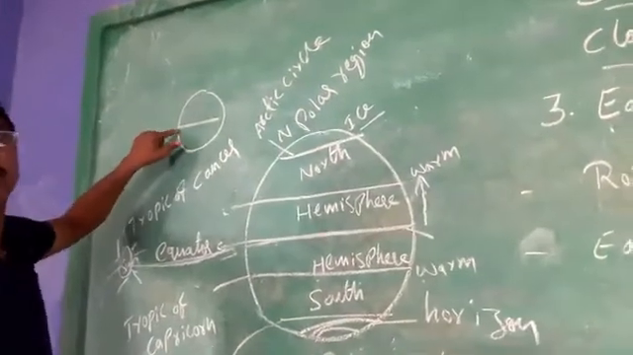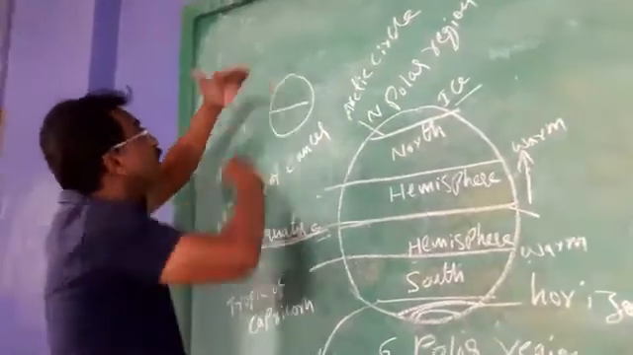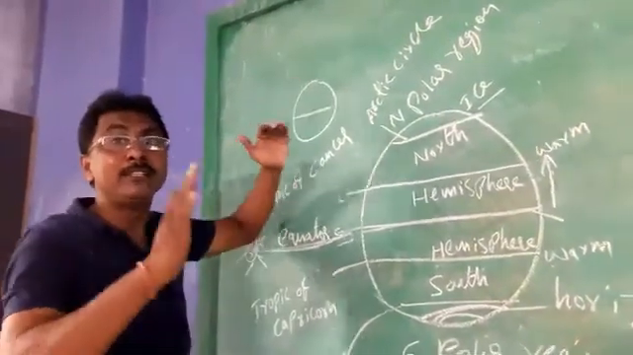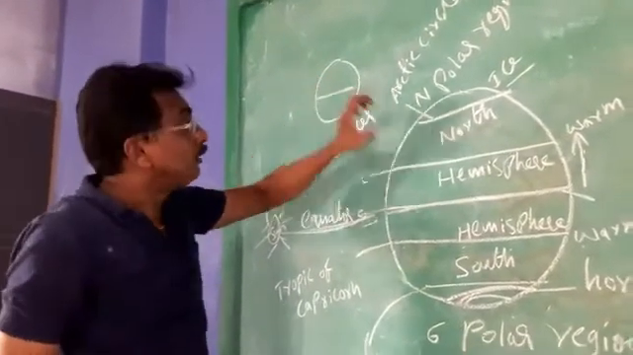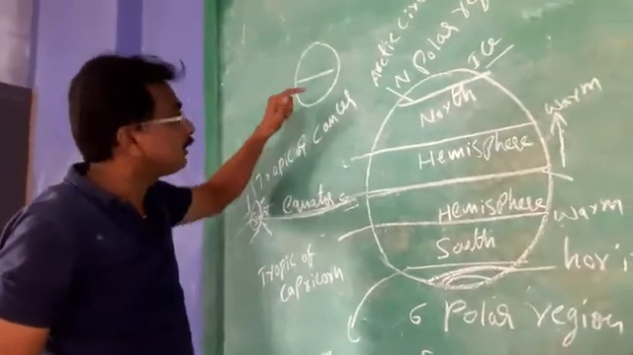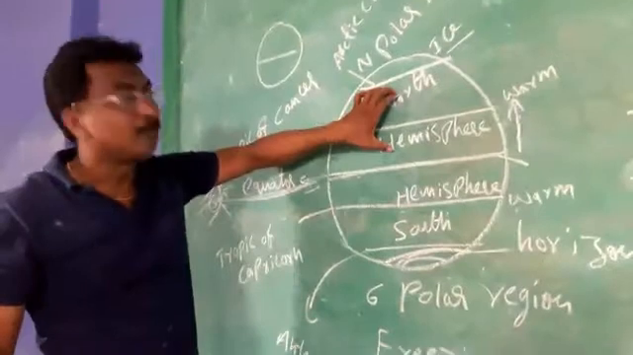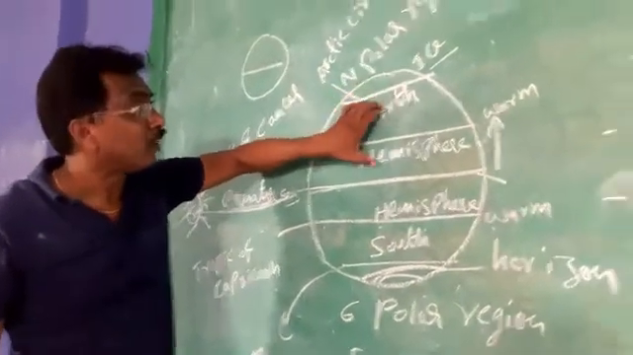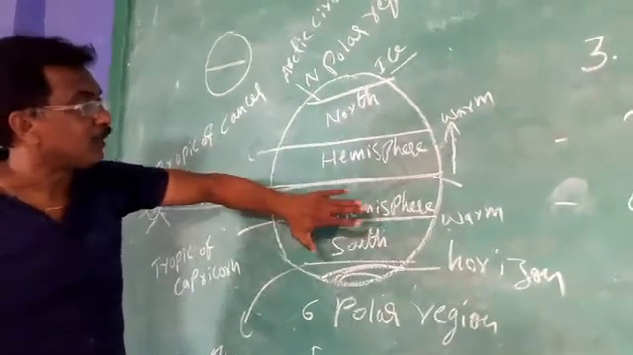The equator line is dividing the globe into two halves. These two halves are the north hemisphere in the north, and the south hemisphere in the south. Do you understand now? This is the north hemisphere. Why? Because north is there, north hemisphere, and the south hemisphere, south.